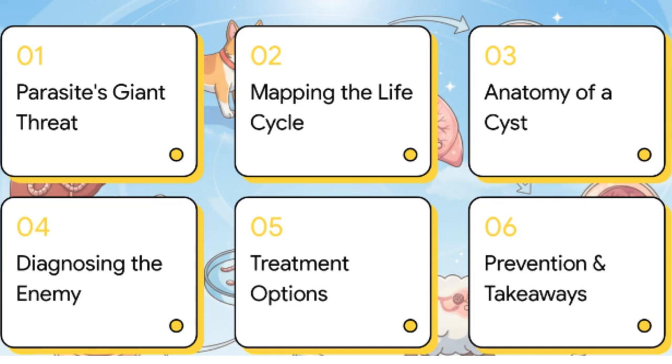Here's our roadmap for this explainer. 1. The tiny parasite's giant threat. 2. Mapping the life cycle. 3. Anatomy of a cyst. 4. Diagnosing the hidden enemy. 5. Treatment options and procedures. And 6. Prevention and final takeaways.